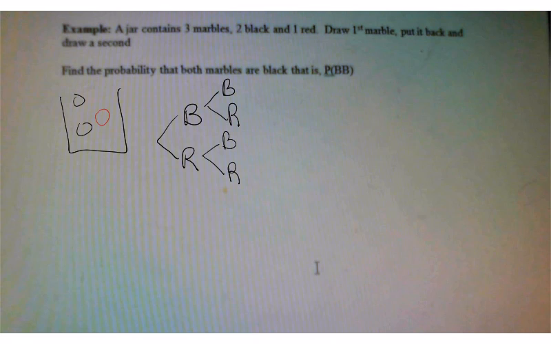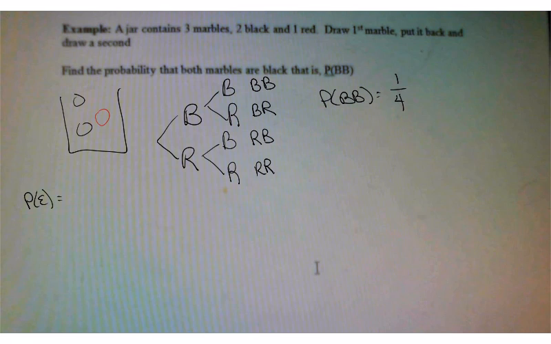If we read along the branches, we see our final outcomes. Black, black, black, red, red, black, red, red. Based on this, you might be inclined to say that the probability of 2 black marbles is 1/4. Well, let's check this a different way. Let's use our counting property.